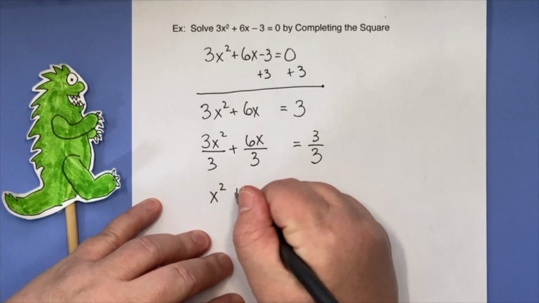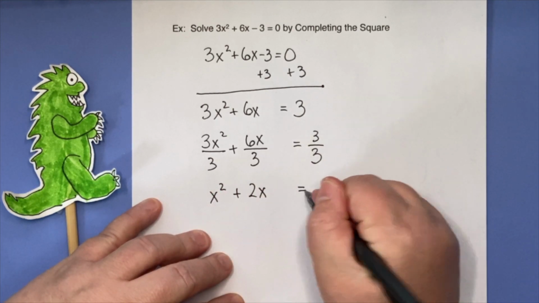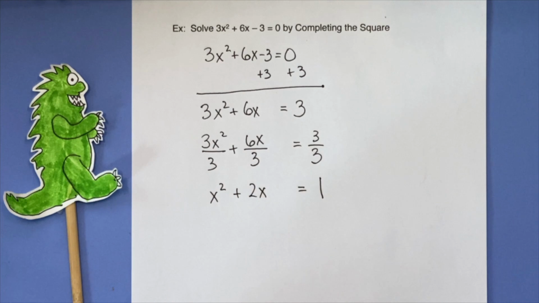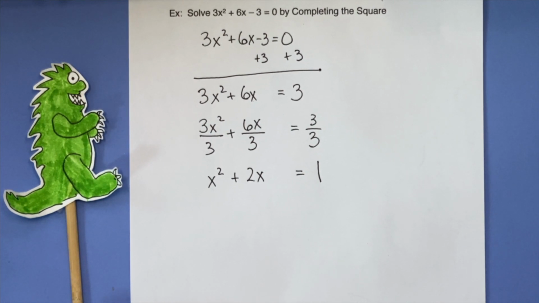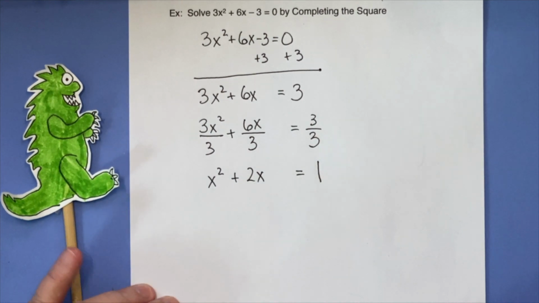So I'm going to get x squared plus 2x equals 1, which already I hear you saying, well, that looks like it's going to be so easy. Oh my gosh, why are you doing the easy ones? And the answer is no, this one does get a little complicated. So have faith. Don't worry. I picked a yucky one.